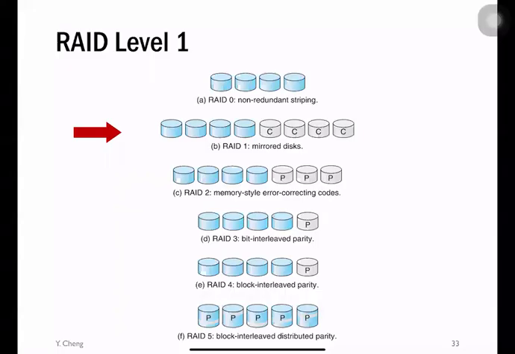So next, let's look into the next level, which is RAID level 1, which is a slightly advanced version of RAID configuration compared to the baseline case, RAID 0. RAID 1 is also called mirroring or mirrored disks, whereas RAID 0 is called striping, non-redundant striping. Okay, so let's see how it works.